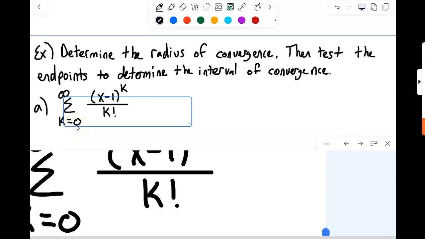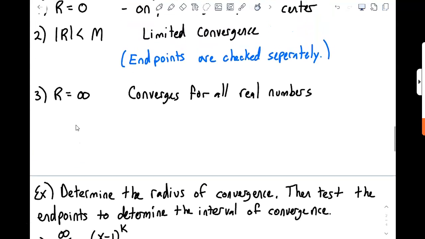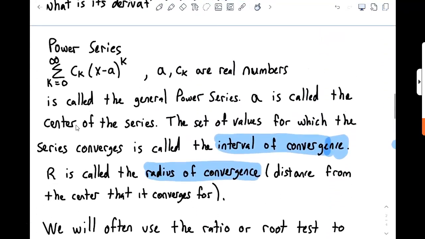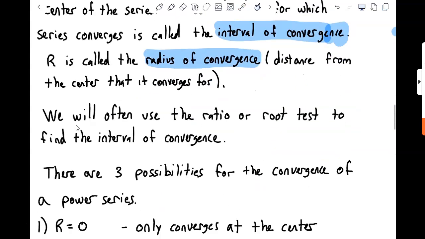All right, so in our previous videos, we talked about what it meant for power series to converge. Remember when we talk about power series converging, the set of values which converges is called the interval of convergence. The distance from the center that it converges for is called the radius of convergence. So usually what we'll do in these problems is we'll actually be finding this radius of convergence first.